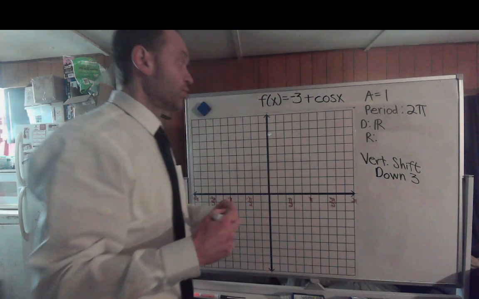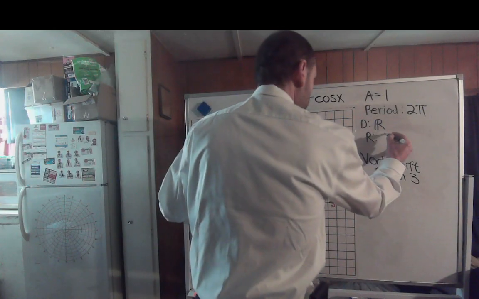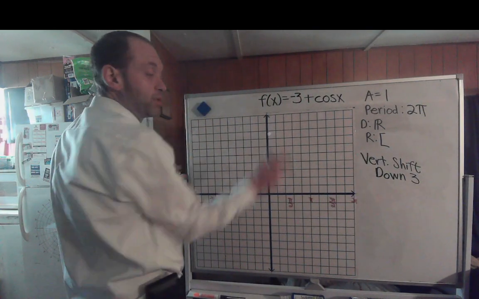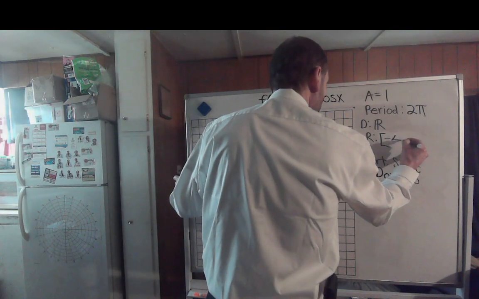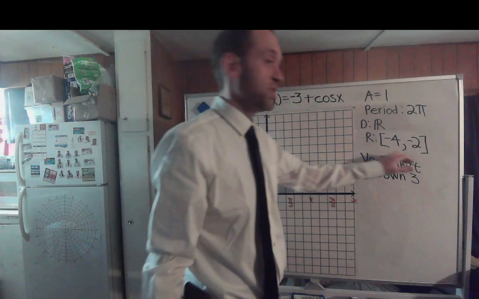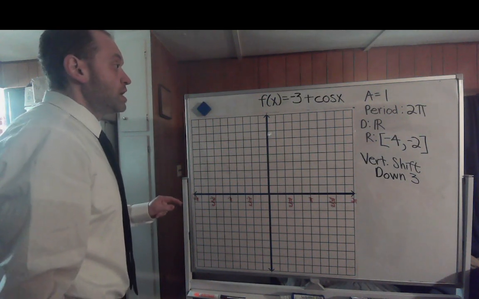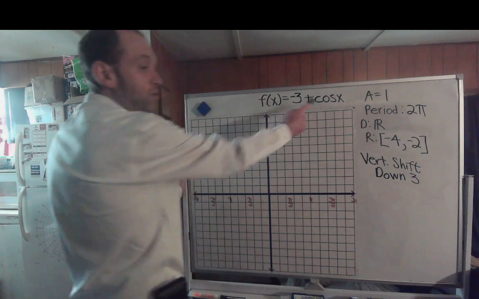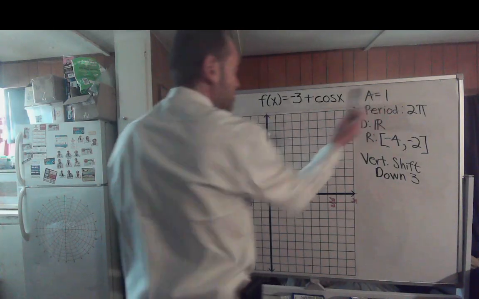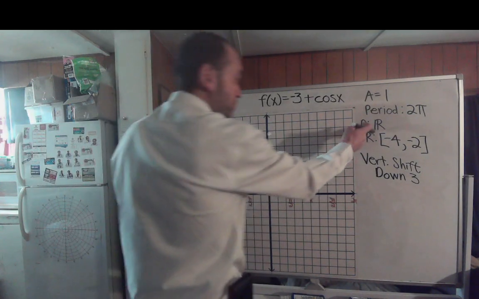Now, what is the normal range of the cosine function? That's normally -1 to 1, right? So if you take -3 plus -1, you'll get a range of -4. If you take -3 plus +1, you would end up getting -2. So your range just changed to -4 inclusive to -2 inclusive. Well, if you look at your amplitude, it's still 1, since the coefficient on cosine is still 1. Your period's still 2 pi, since the coefficient on x is 1, and your domain is all real numbers.